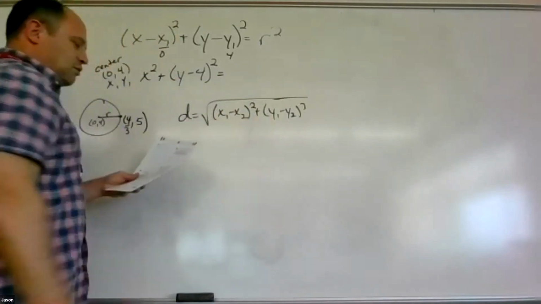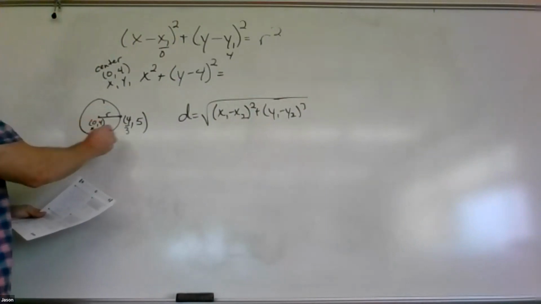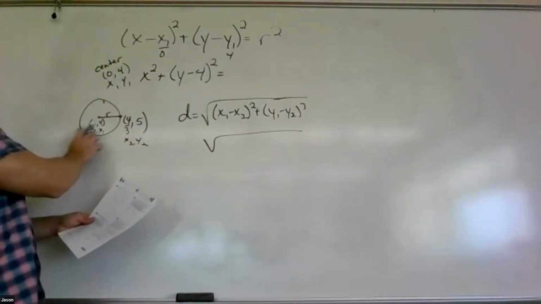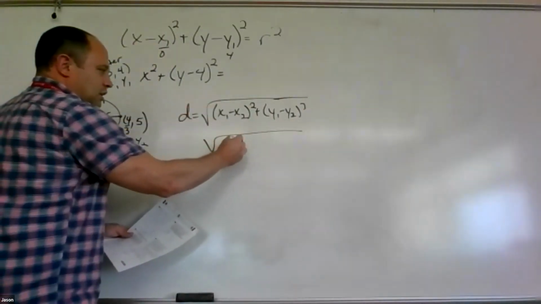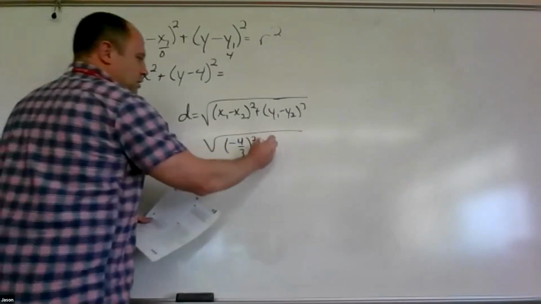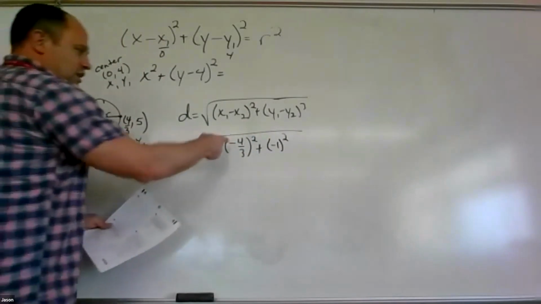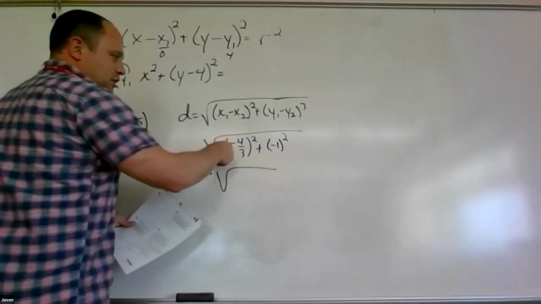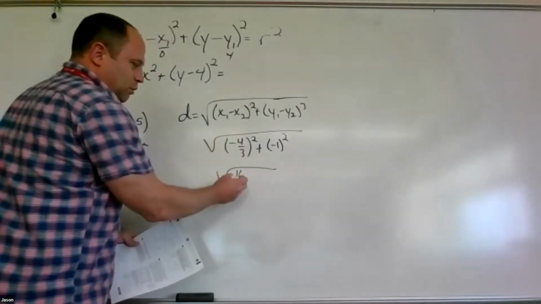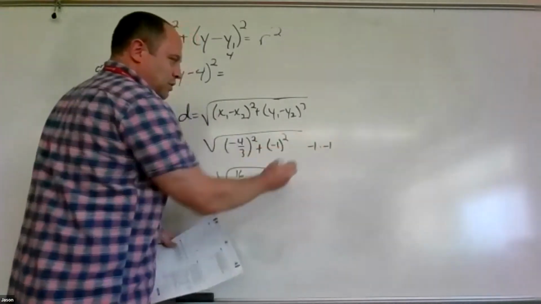You can switch these up. It doesn't really matter, because once you square them... But when I use these 2 points, this (0, 4) was my x1, y1 and this is my x2, y2, and I plug them in here. I'm going to have 0 minus 4/3, which is just negative 4/3 squared, plus 4 minus 5, which is negative 1 squared. Again, just using the y values. A negative times a negative would make that positive. 4 squared is 16, 3 squared is 9, plus, well, negative 1 squared, which is 1.